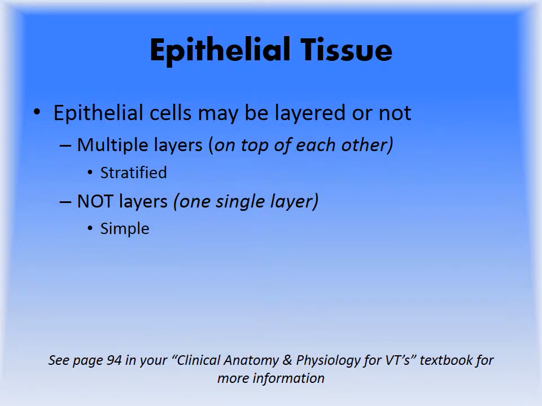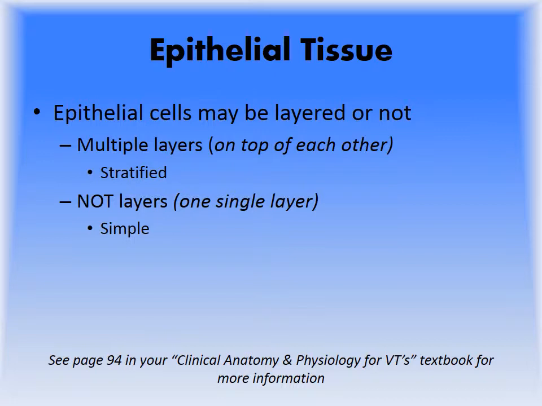So epithelial cells may be layered or not. Remember, I keep saying that these cells are all connected to each other and make a sheet. Well, there may be multiple layers of these sheets, laying on top of each other. And that kind of epithelial tissue is called stratified. So again, it's just sheet on top of sheet on top of sheet of these epithelial cells.